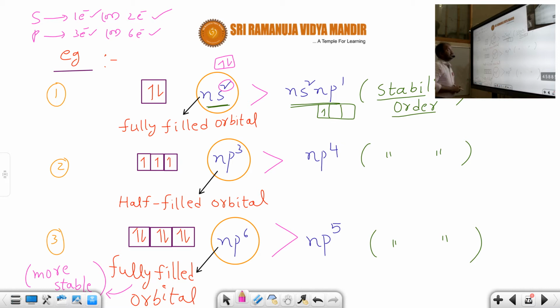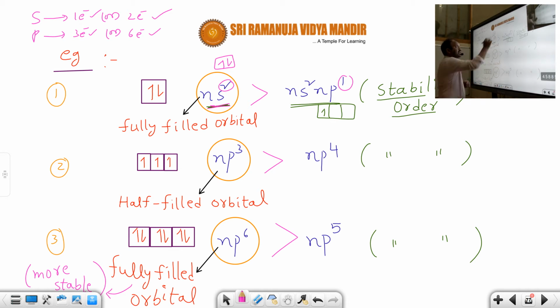We know that. So maybe p containing 3 electrons is more stable, because a half filled structure is more stable. P containing 6 electrons is also more stable. But here in p, how many electrons are there? 1 electron is present in it. Okay, leave it. If you observe the left hand side, ns2 is given.